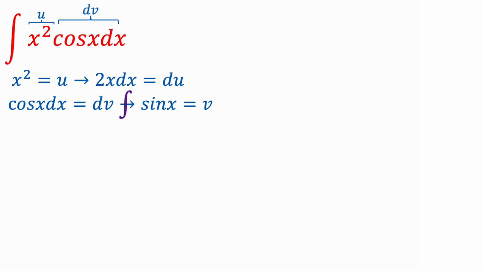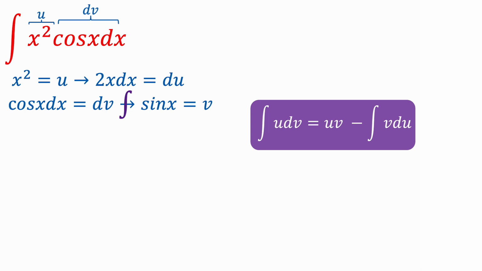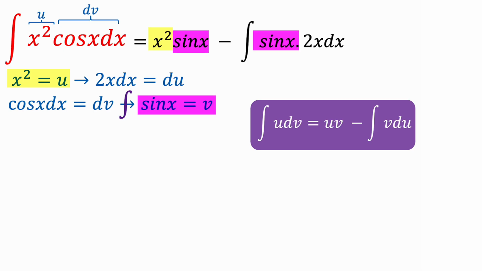We said it becomes uv. So it is x squared sine x up to this point minus the integral of what? The integral of v times du. So what exactly was our v in this case? It was sine x. And what about our du? 2x dx. We have arrived at the integral of 2x sine x dx.